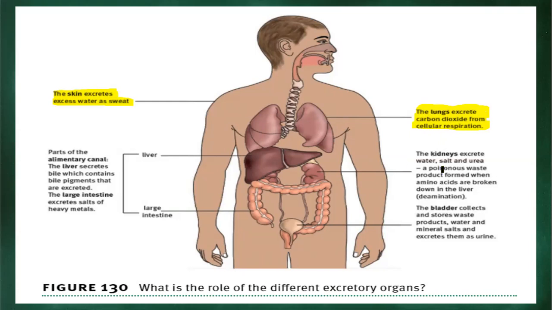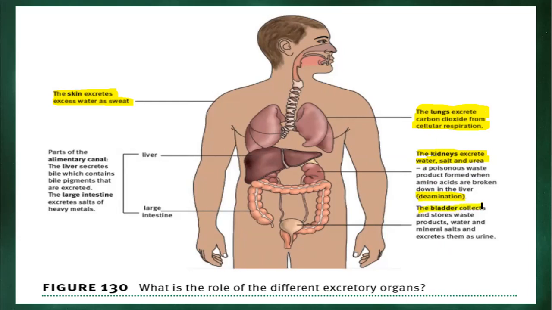Then the kidneys as well. The kidneys excrete water. They also excrete salt and urea, which is a poisonous waste product formed when amino acids are broken down in the liver. So that process is like deamination. That's the whole process, the process whereby amino acids are broken down. It's called deamination.